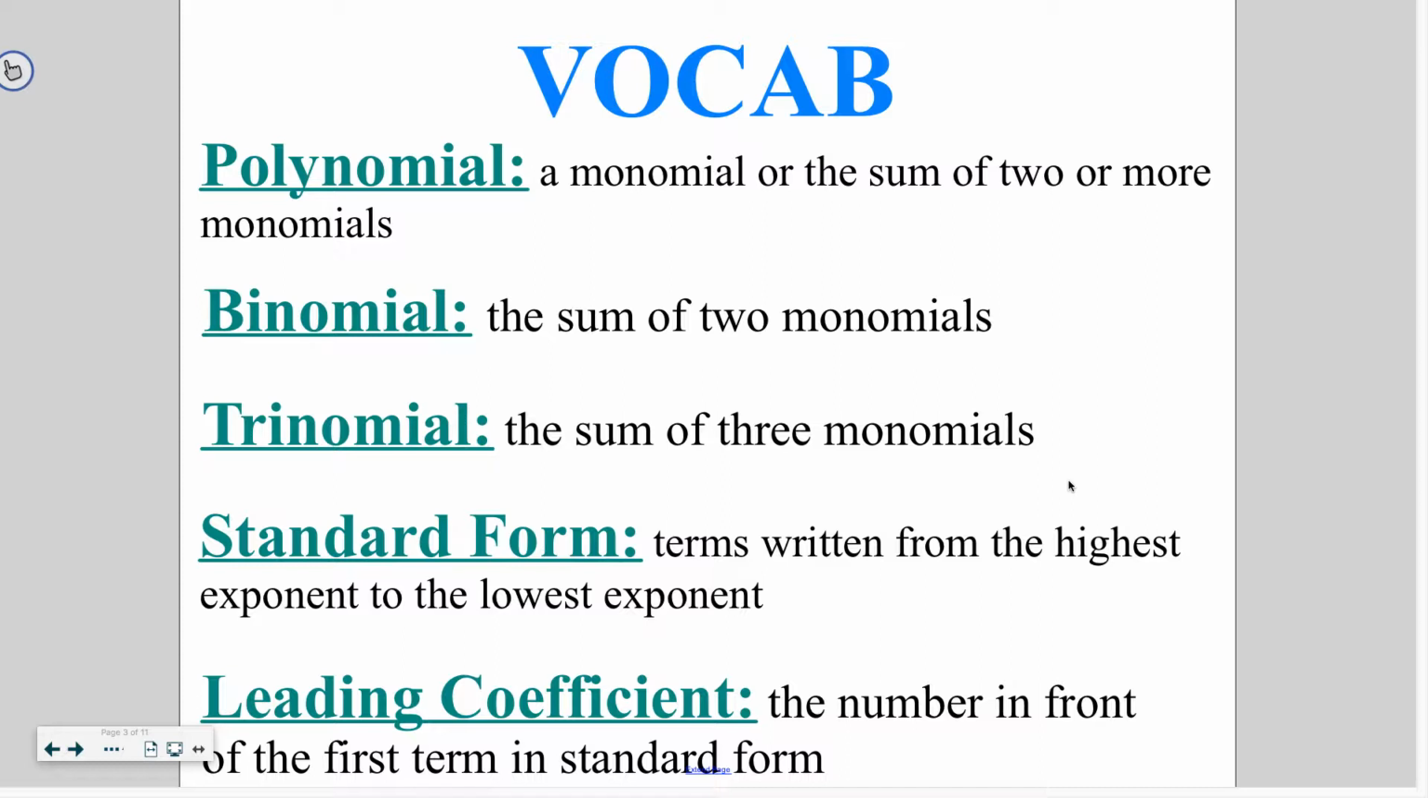A binomial is a specific type of polynomial where you are either adding or subtracting two monomials. A trinomial is addition or subtraction of three monomials. The standard form of a polynomial means the terms are written from the highest exponent on the furthest left to the lowest exponent on the furthest right, and the leading coefficient is the number in front of the first term when it is written in standard form. So it's that number associated with the highest exponent term.